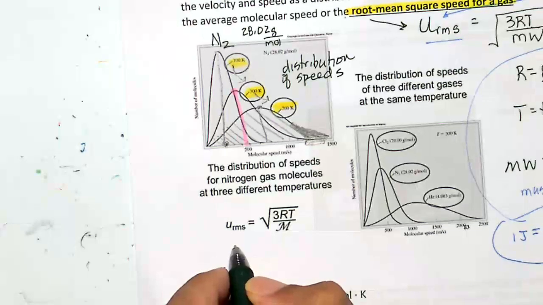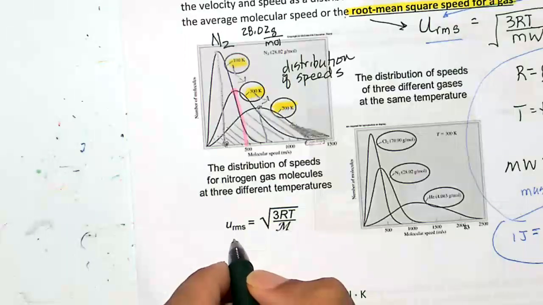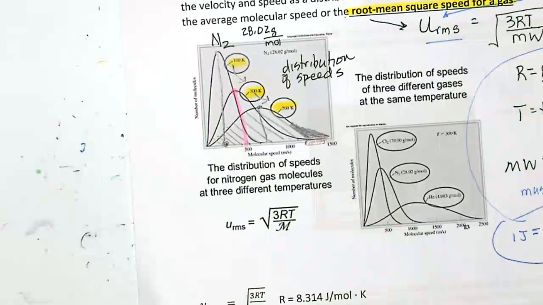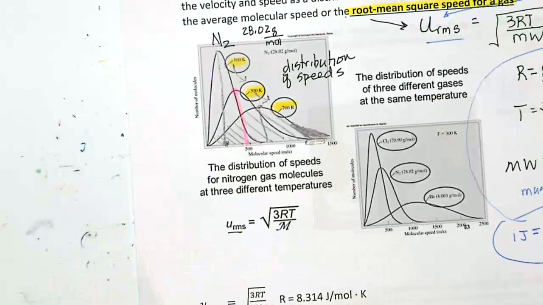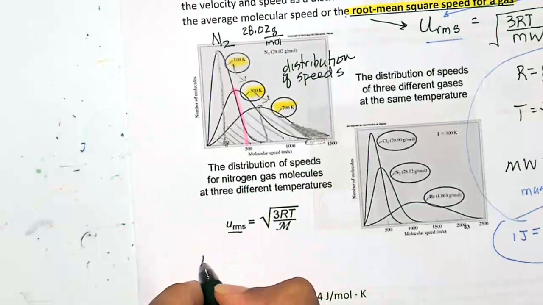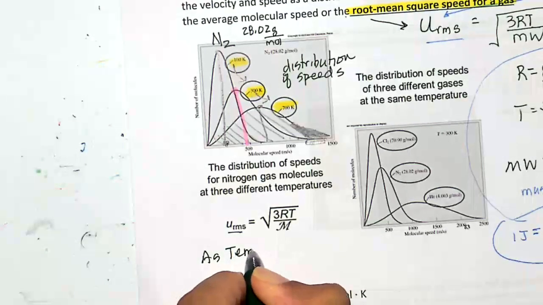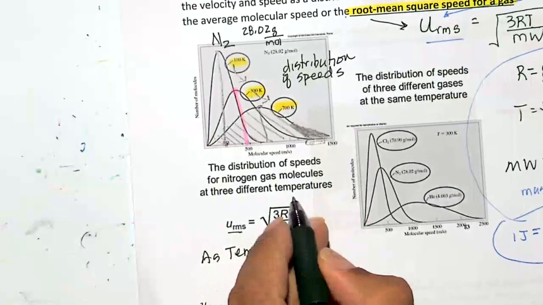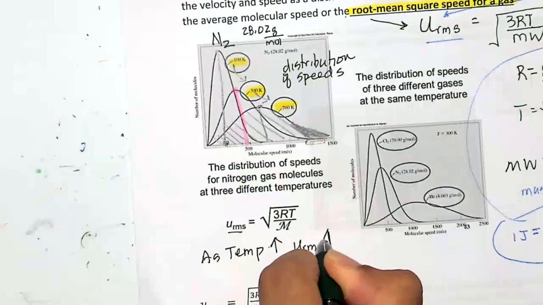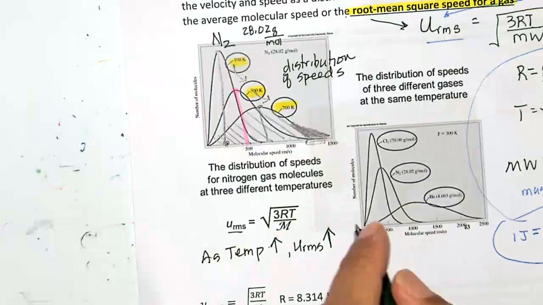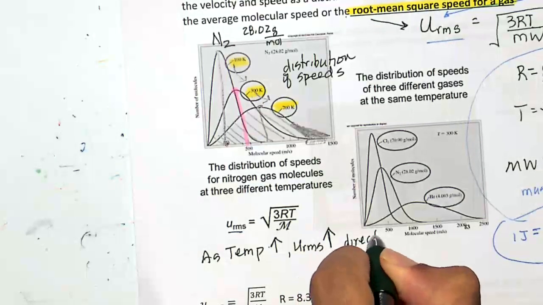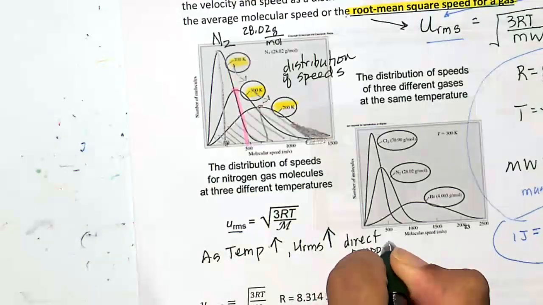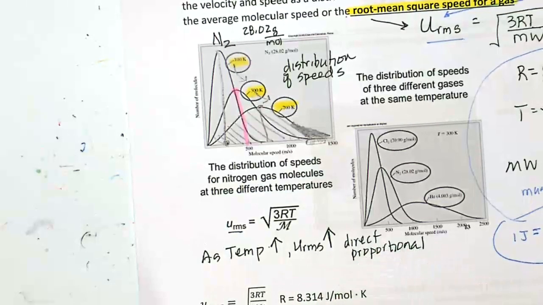So we say the temperature and the root mean square speed of a gas are directly proportional. As temperature goes up, what else goes up? The speed. Actually, we call it root mean square speed. So that's a direct proportion. As one goes up, the other goes up. I'm going to say u_rms. So what is this called? On any multiple choice or any part of the exam, we call this a direct proportion, directly proportional. Direct proportionality.